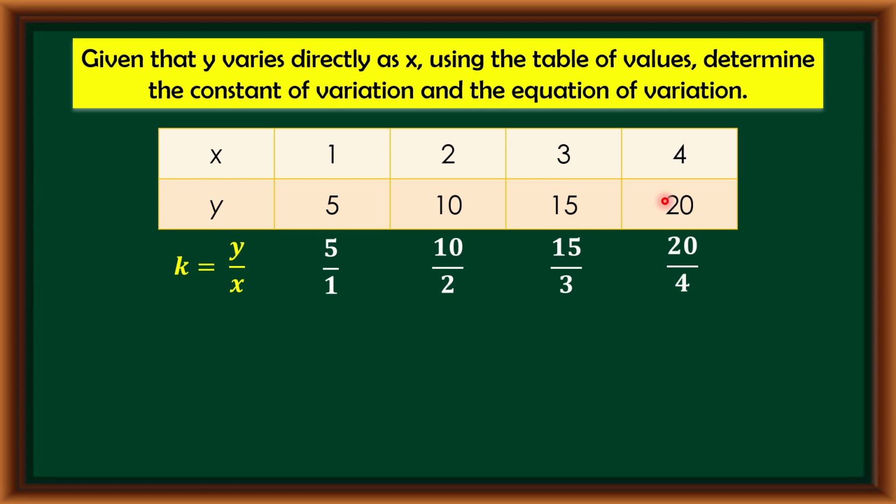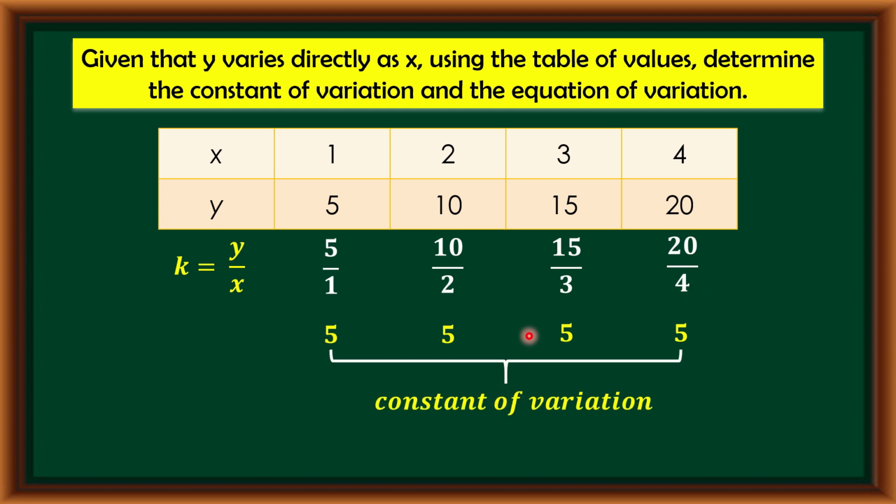So let's now solve each one. 5 over 1 is equal to 5. 10 divided by 2 is equal to 5 as well. 15 divided by 3 is 5. And 20 divided by 4 is 5. Therefore, from here, we conclude that the constant of variation of this table of values is 5. Now, let us get the equation of variation.